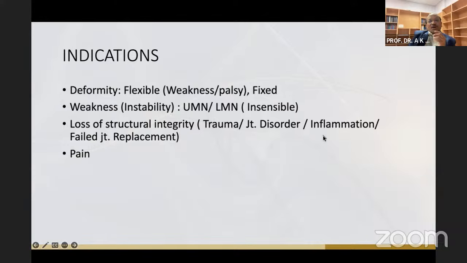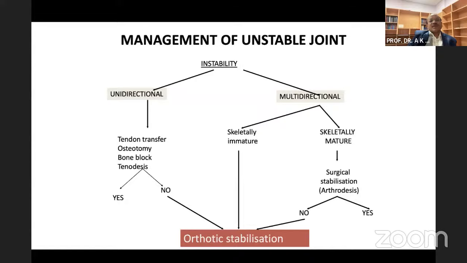Next is the loss of structural integrity. It may be due to trauma, joint disorder, inflammation, or failed joint replacement. Suppose there is a pathological fracture or some infection that leads to segmental loss of the tibia. Even in that case, the patient can be allowed to walk with the help of the orthosis. I will show you. And lastly, pain. If there is significant pain at any part of the joint, we can allow the patient to walk.